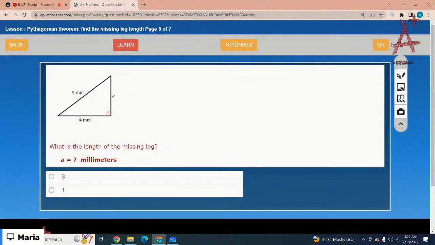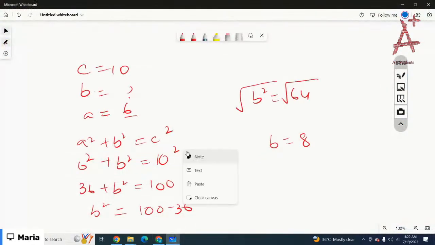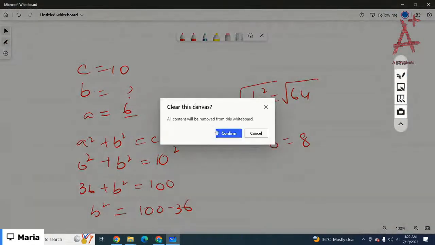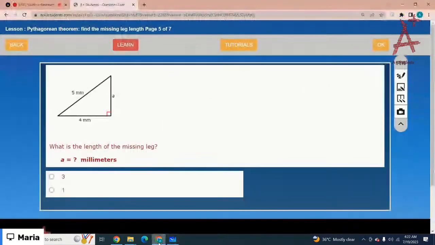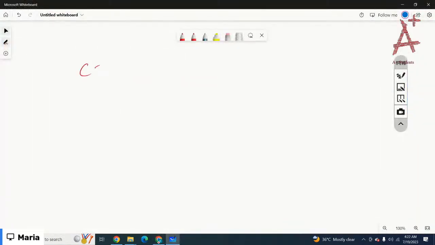Okay, what is the length of the missing leg? You have to calculate the length of the missing leg. You are given now the hypotenuse, got it? And you are given one of the legs. You are given hypotenuse 5 and 4. Okay, you are given c equals 5, b equals 4. You have to calculate the value a.